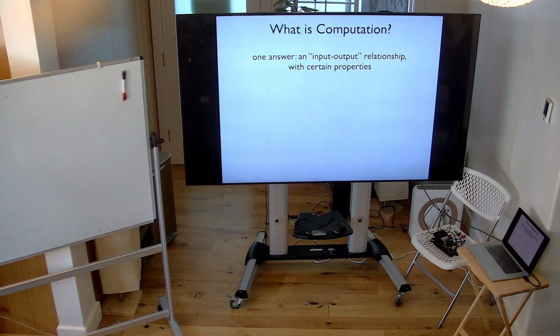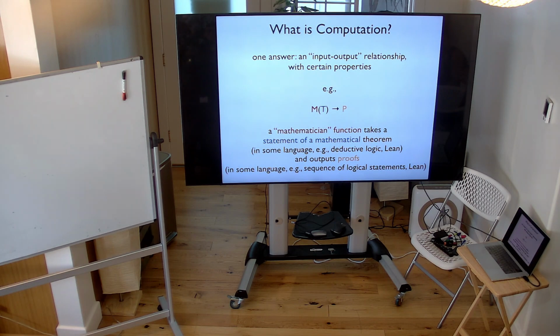One very simple answer is that computation is an input-output relationship that has certain properties. So we have some function here, m, that takes the input t and outputs p. This turns out to be the mathematician algorithm. The mathematician function takes a statement of a mathematical theorem in some language, some deductive logical statement or some piece of Lean code, and it outputs proofs. This is the mathematician computer. The red thing is the algorithm, the blue thing is the input, and the yellow thing is the output. So that's what a mathematician does. That's how a mathematician computes.